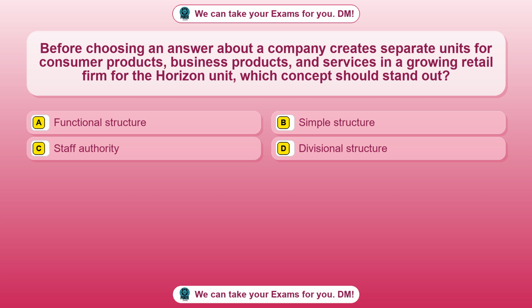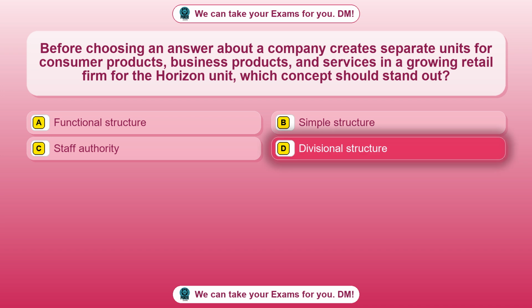Question 98. Before choosing an answer about a company that creates separate units for consumer products, business products, and services in a growing retail firm for the Horizon unit, which concept should stand out? Option A, functional structure. Option B, simple structure. Option C, staff authority. Option D, divisional structure. The correct answer is option D, divisional structure.